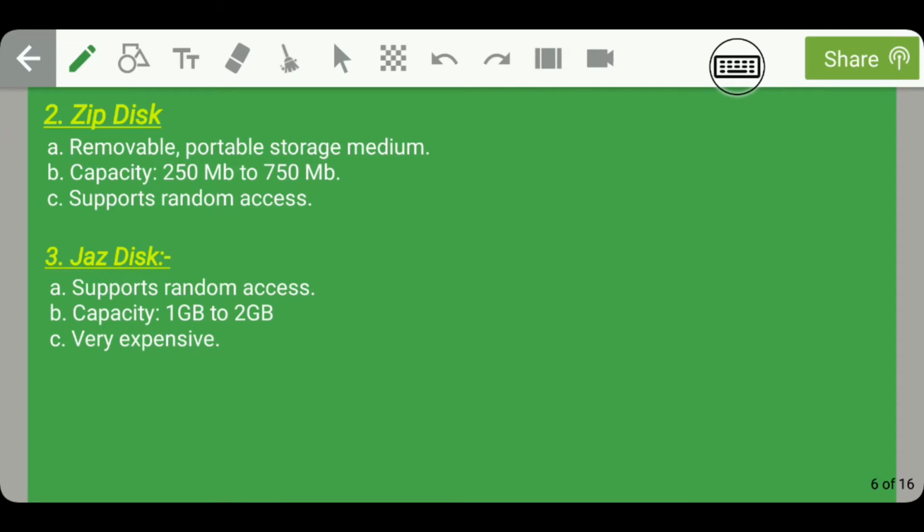Guys, second type of magnetic disk which was invented after the floppy disk was the zip disk. So it is a removable and portable storage medium. It has a capacity of 250 MB to 750 MB and it supports random access. Guys, this zip disk was replaced by this jazz disk which supports random access and has a capacity of 1 GB to 2 GB. Guys, one disadvantage of this jazz disk is that it is very expensive.